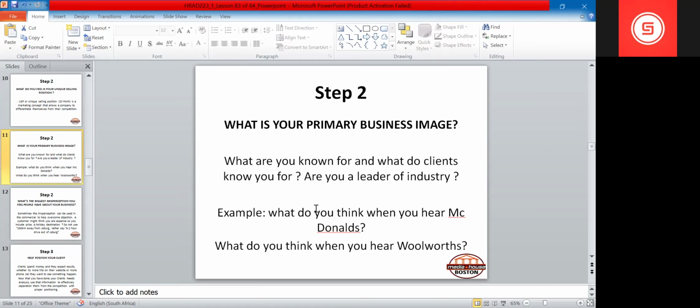So, what is your primary business image? Again, what are you known for? What do clients know you for? Are you a leader of the industry? An example would be McDonald's, or in the fast food range, obviously KFC, Chicken Licken.